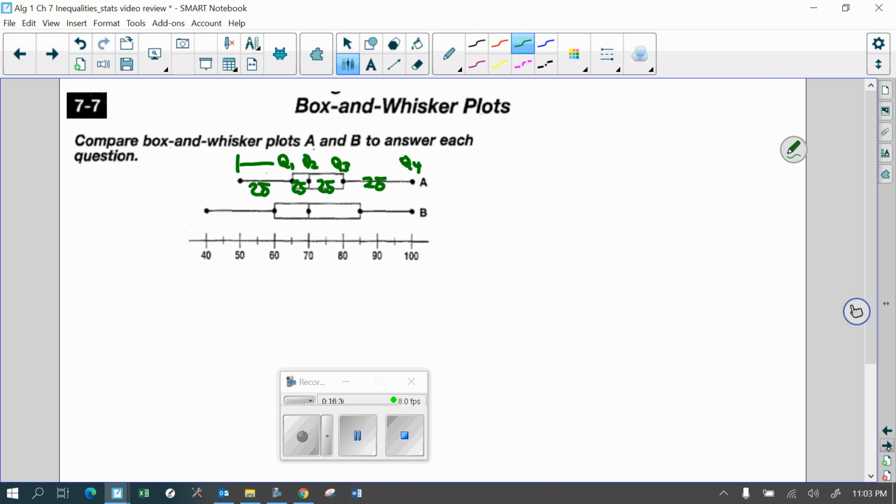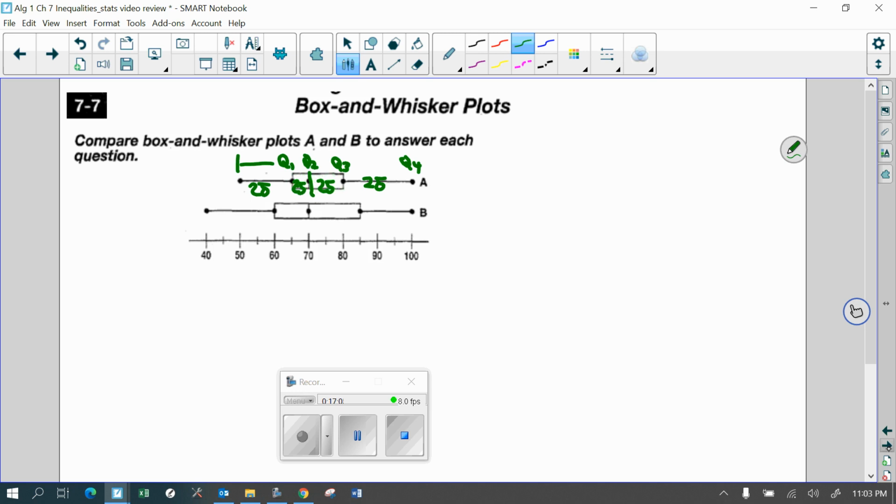So they could ask you what percent of the numbers are above 70. Well, here's 70. That's 50% above. What percent are below? 50 also. What if they say what percent of the numbers are below 80? Well, that's 75. 25 plus 25 plus 25. What percent is above? 25. Okay. If they brought it down here, what percent are below 65? 25%. What percent are above 65? 75%. Okay. So that's how that works.